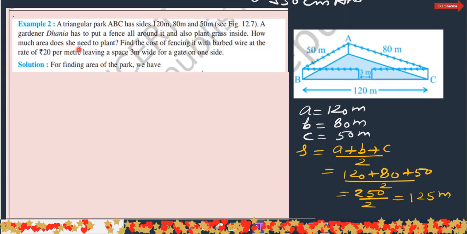How much area does she need to plant? First of all, we have to find out the area of this triangle ABC, and in the second part, find the cost of fencing it with barbed wire at the rate of ₹20 per meter, leaving a space 3 meter wide.